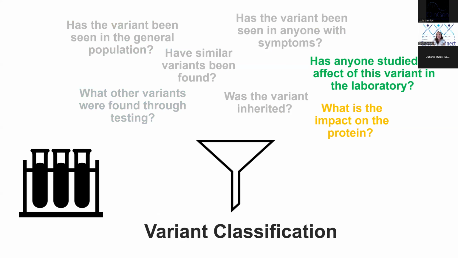First, we want to know, has anyone studied this variant in a research or a laboratory setting? Experimental studies focus on understanding the effects of a variant. For example, scientists may examine the symptoms of mice with a particular variant, or they may want to understand the variant's impact on cell growth in a laboratory setting.